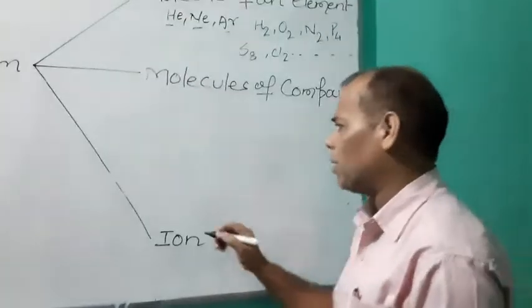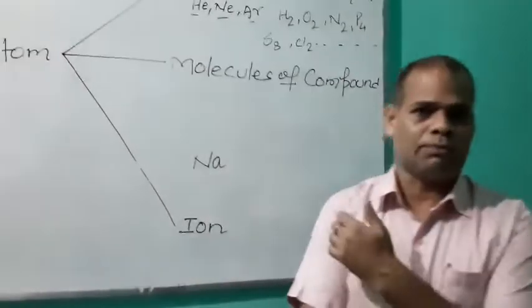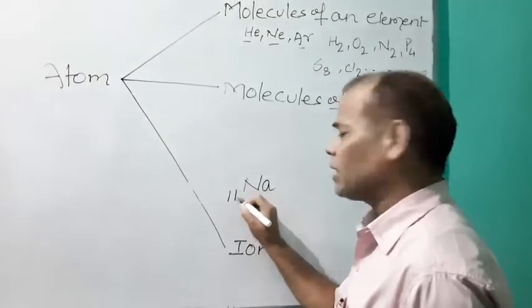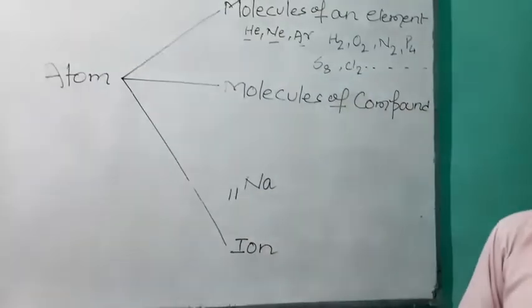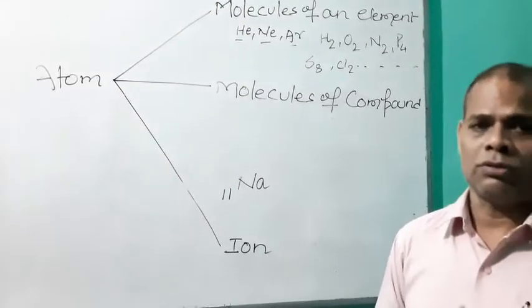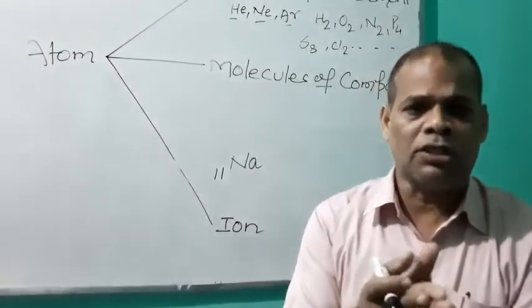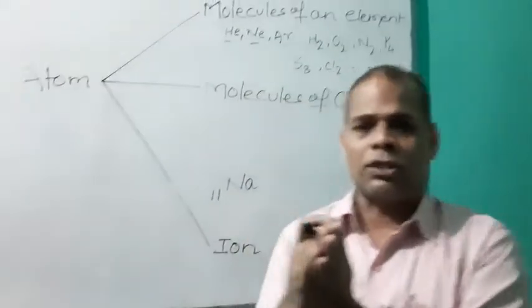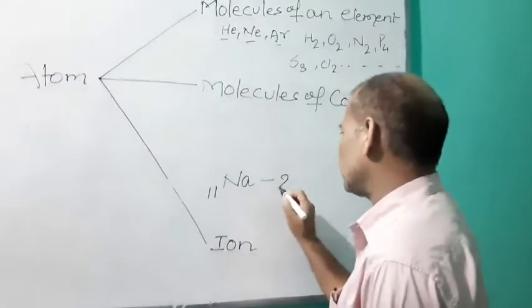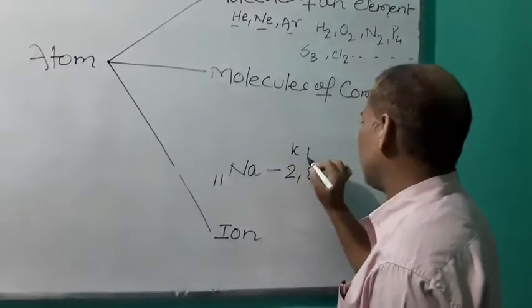Let us take an example. If you talk about sodium, its atomic number is 11. The atomic number is equal to the number of electrons, and that is also equal to the number of protons. The number of protons present in an atom is called the atomic number. These electrons, which we will study in the next chapter, are distributed in various shells, which are K, L, M.